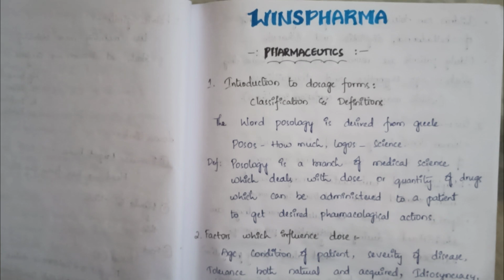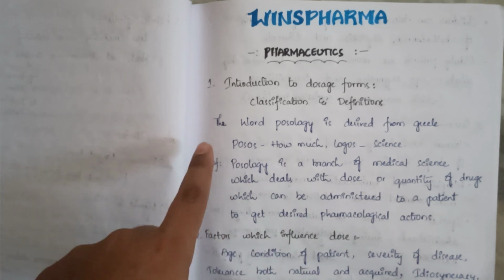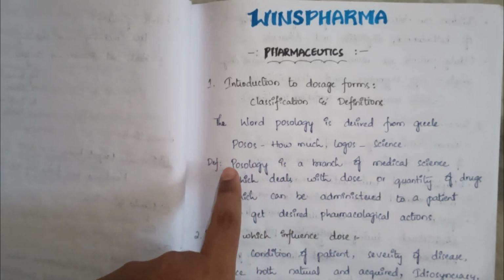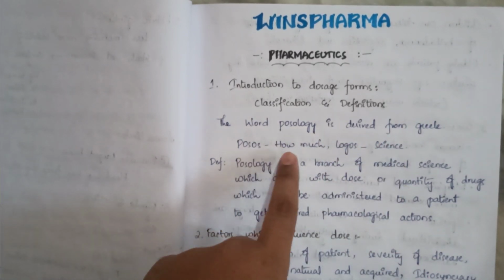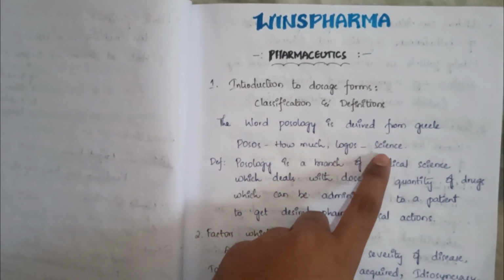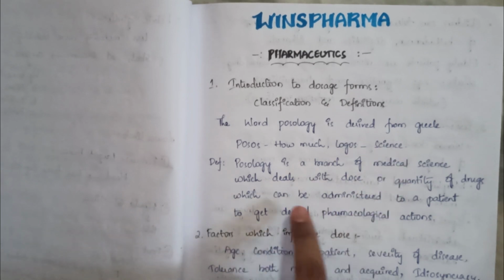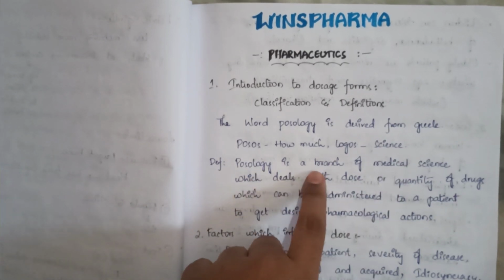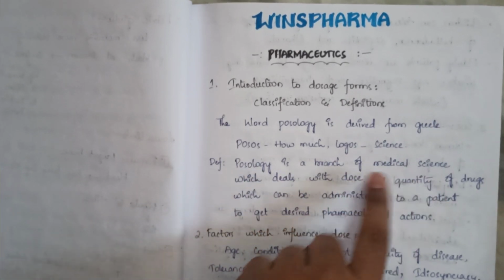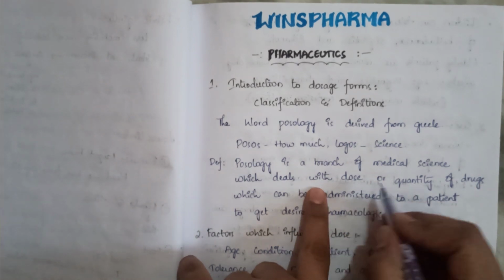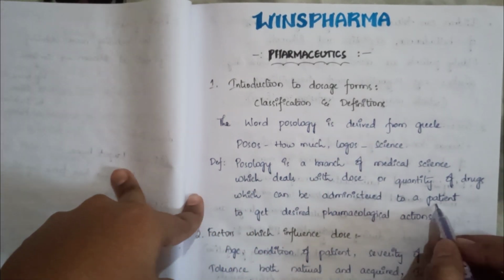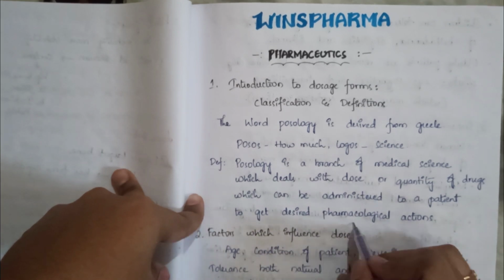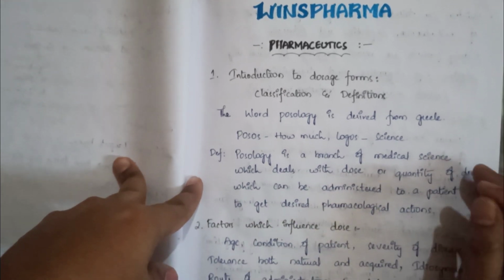Today's topic is Introduction to Dosage Form, Classification and Definitions. The word posology is derived from Greek. Posos means how much and logos means science or to study. Posology is a branch of medical science which deals with dose or quantity of drugs which can be administered to a patient to get desired pharmacological actions.